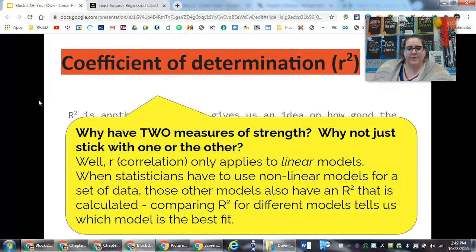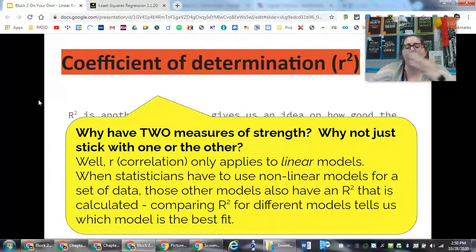Going back to what I said here: why do we have two measures of strength? Why would we not just stick with R, correlation? Why are we doing R squared? Why do we have to make this complicated? What it comes down to is that R, or correlation, is really only a good measure when we're dealing with linear models. So R correlation is specifically for linear models.